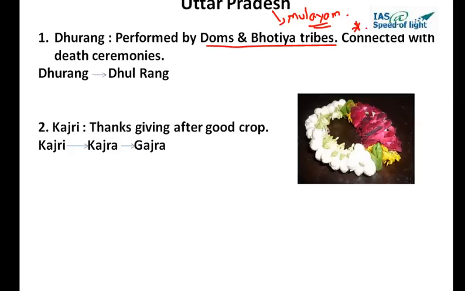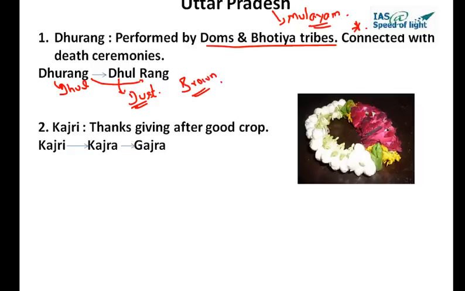So Dhurang becomes Dhul Rang. So Dhul from Dhu and Rang becomes Rang. Dhul is a Hindi word for dust, and Rang is color, we know. So color of dust. Color of dust is brown. We all know soil or dust is brown.